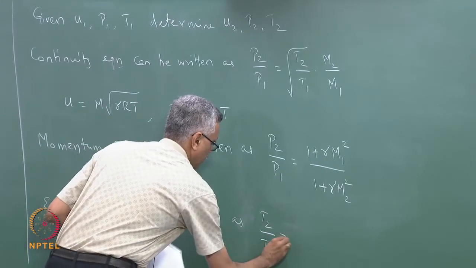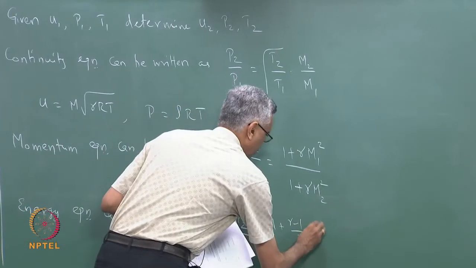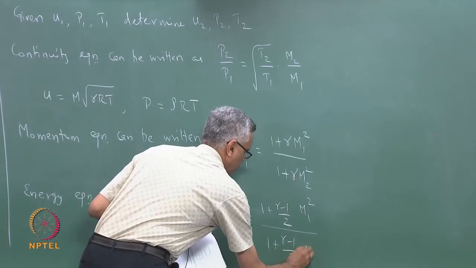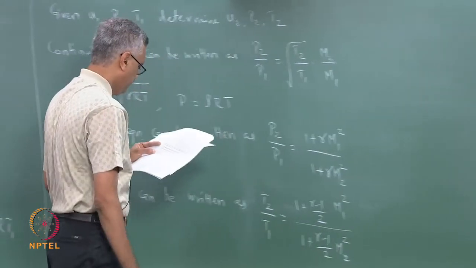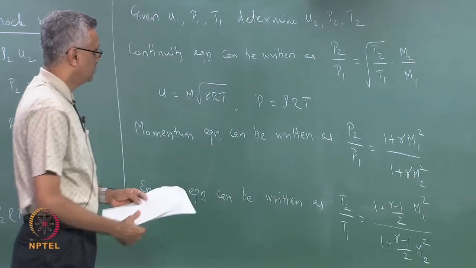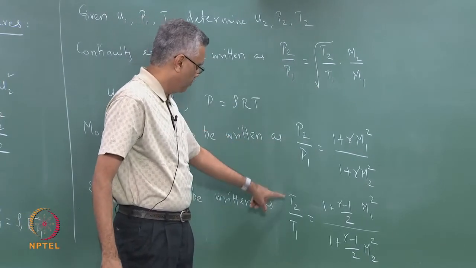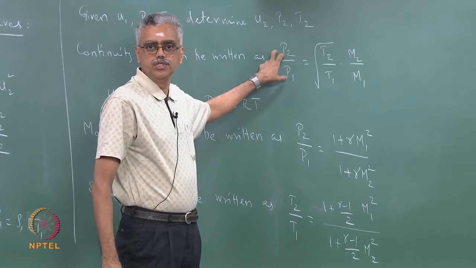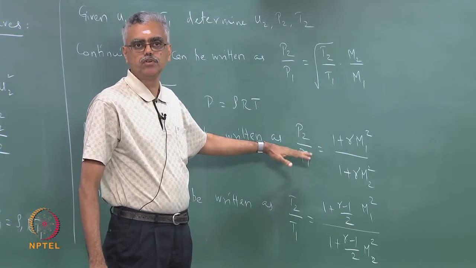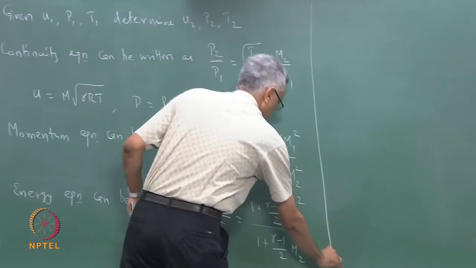T2 over T1 is equal to 1 plus gamma minus 1 over 2 times M1 square divided by 1 plus gamma minus 1 over 2 times M2 square. And if I combine these two equations, notice that this has P2 over P1 and this has T2 over T1. So I can eliminate P2 over P1 and T2 over T1 using the remaining two. Then I will be left with a relationship which involves only M1 and M2. That is what I am going to do next.